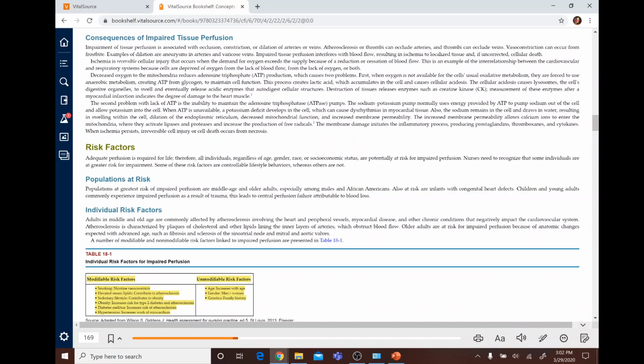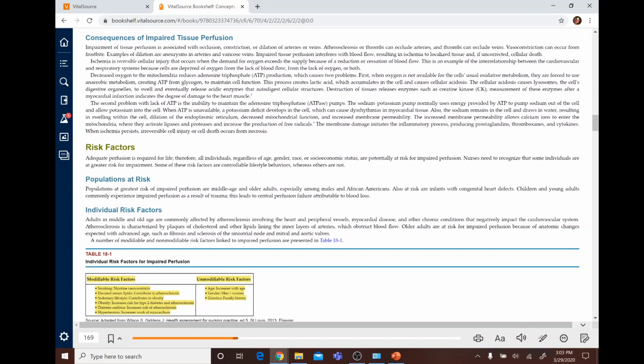We also can have consequences of impaired tissue perfusion. Impairment of tissue perfusion associated with the occlusion, constriction, or dilation of arteries or veins. Atherosclerosis or thrombi, these can include arteries, and thrombi, they can include veins. Vasoconstriction can occur from frostbite as well. Examples of dilation can be like aneurysms in arteries and varicose veins.